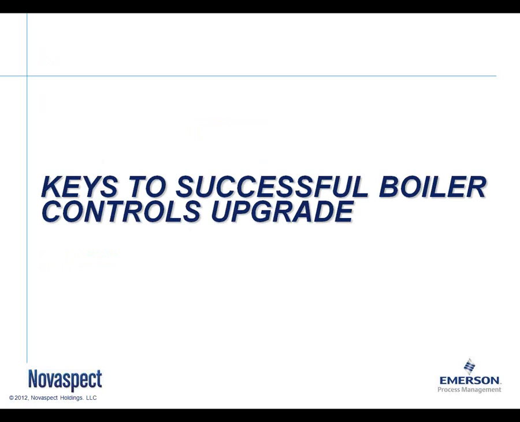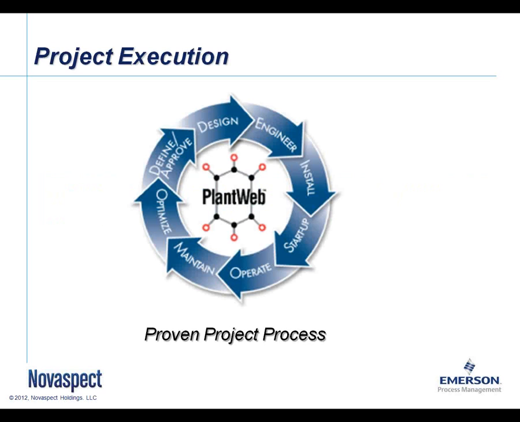So the next topic we've got, we'll spend a little time talking about the elements to be successful. Once you've identified that you need to do a controls upgrade project on your boiler controls, to me, the very first thing starts with an effective project execution process. And I like to view it as a process. We use it as a process.